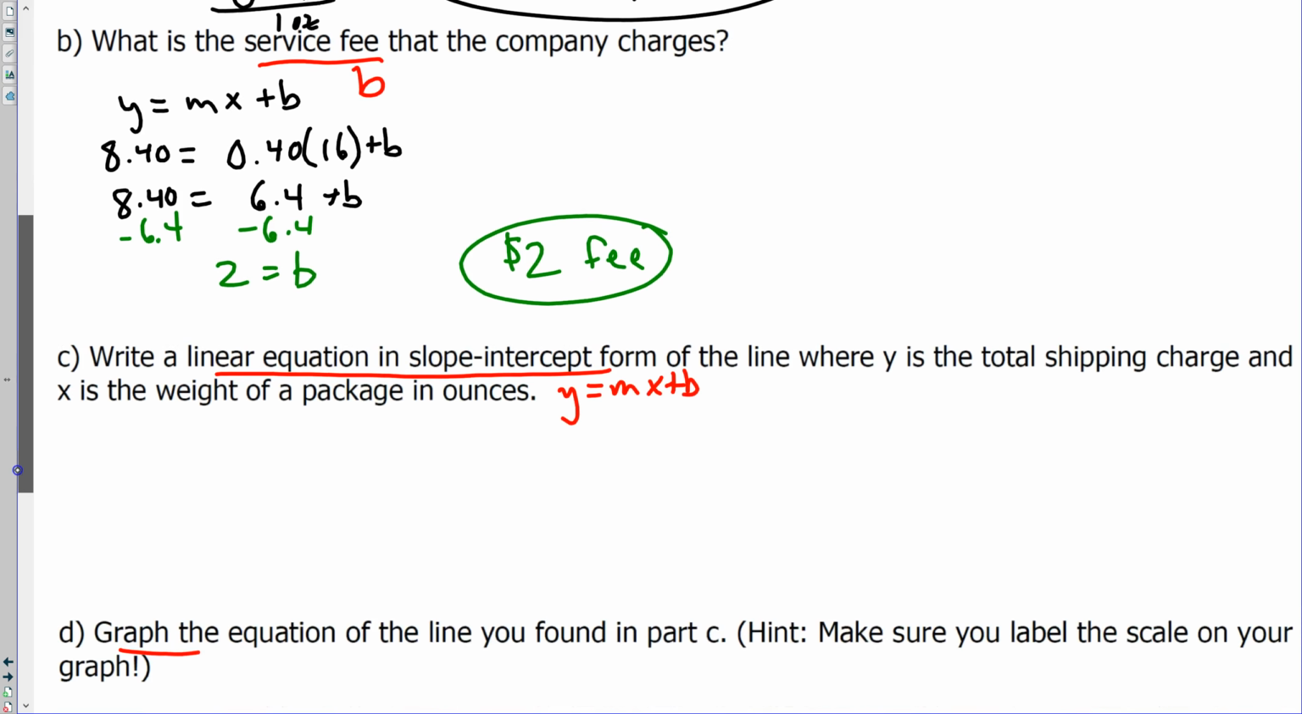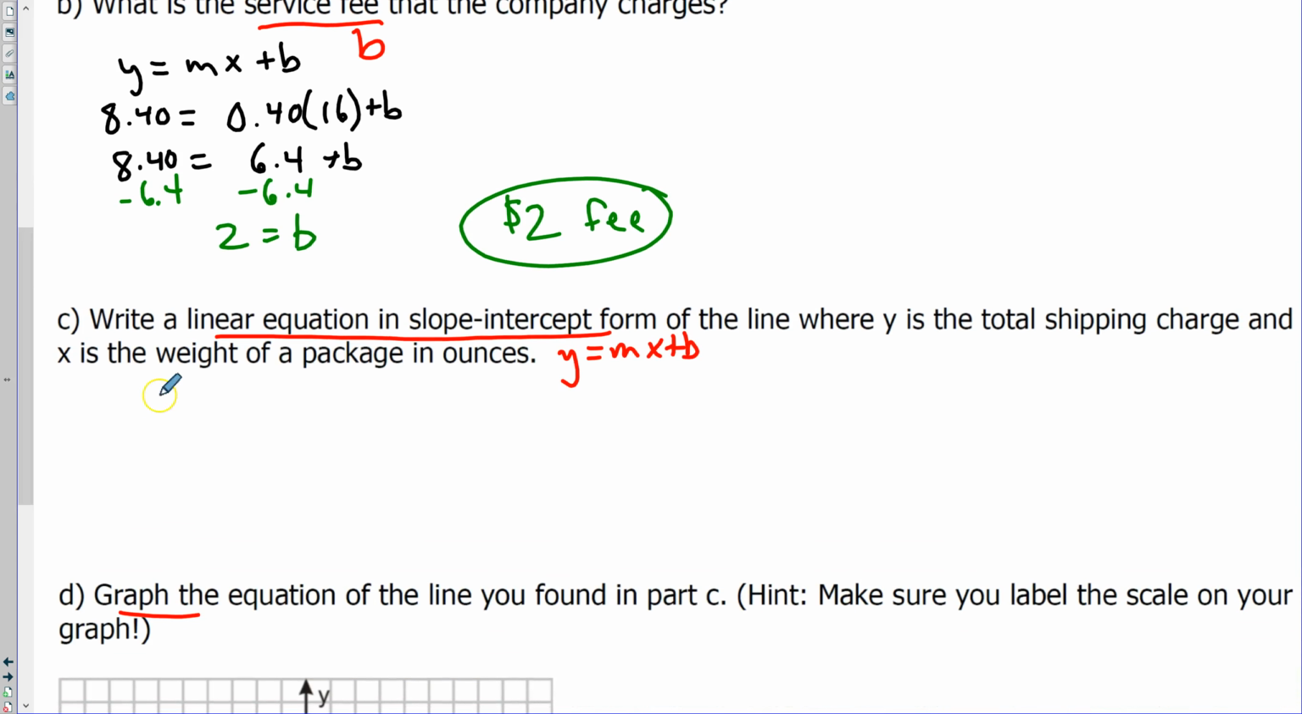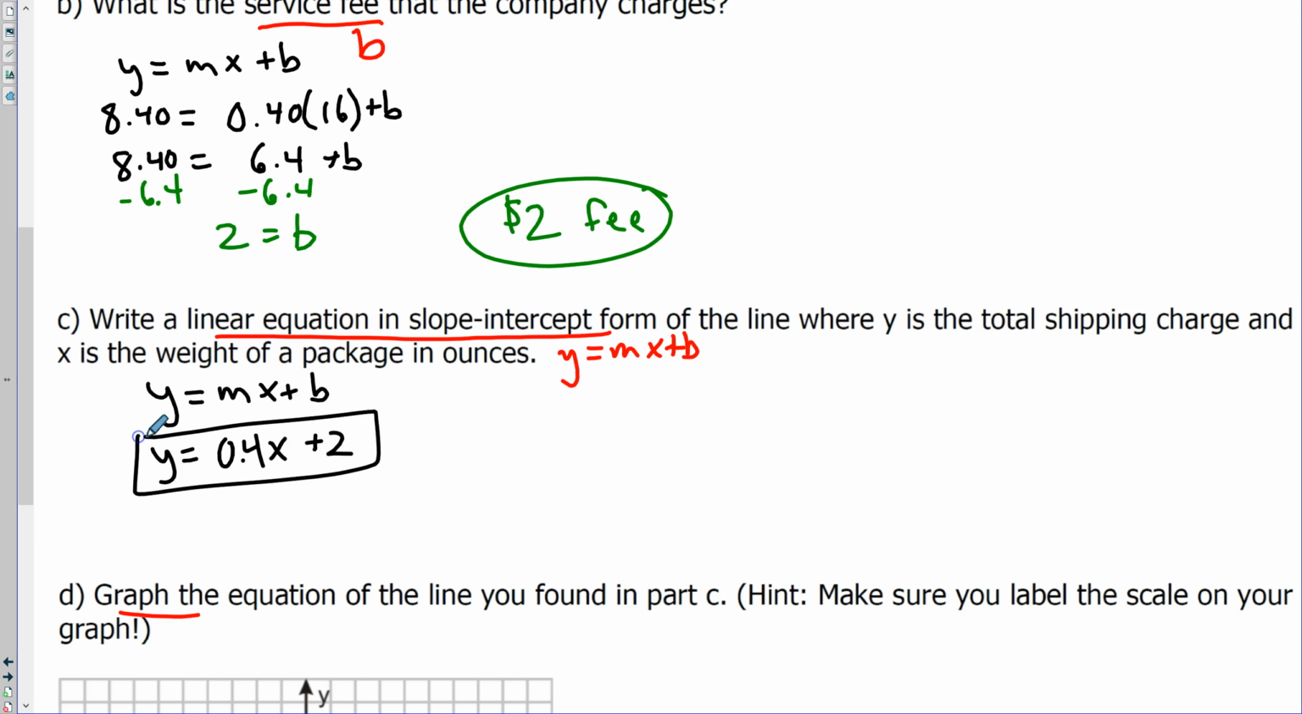So we'll pull the information from part A and from part B to generate our linear equation. The linear equation is y = mx + b. That's the slope-intercept form. I'm going to leave x and y alone. So y is that charge, x is the weight. The slope we found was 0.4, and the y-intercept b was 2. So I'm just going to plug in the m and the b, and that will give us our equation.